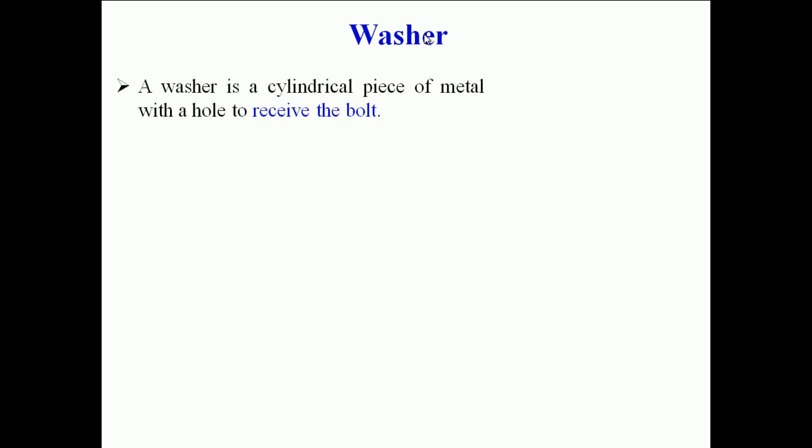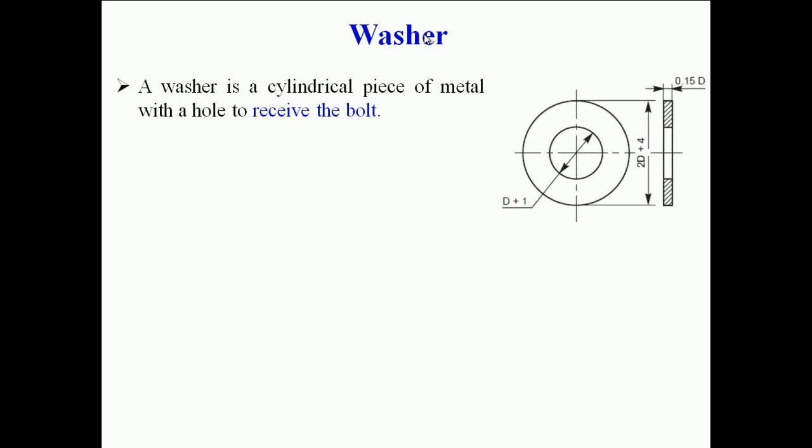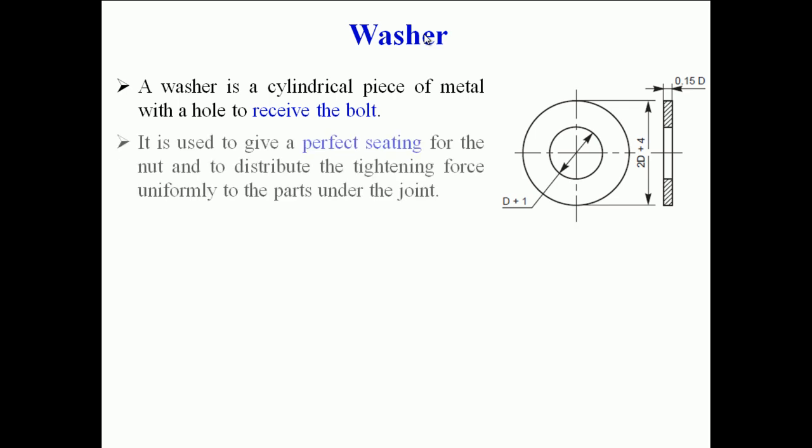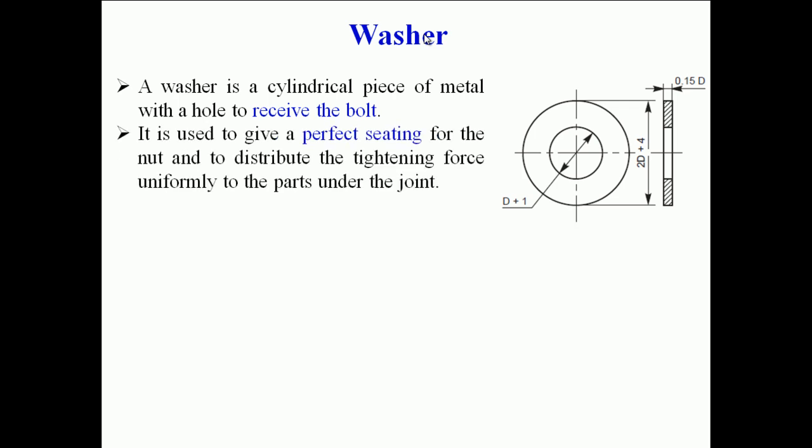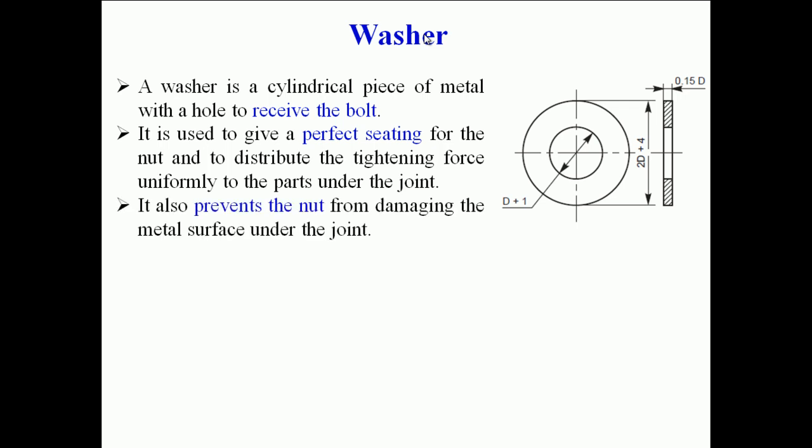So next one is washer. A washer is a cylindrical piece of metal with a hole to receive the bolt. So you can see, now you can understand what a washer is. We have drawn it in a screw jack. All the dimensions are given based on the diameter. It is used to give a perfect seating for the nut and to distribute the tightening force uniformly to the parts under the joint. Another point is it also prevents the nut from damaging the metal surface under the joint.